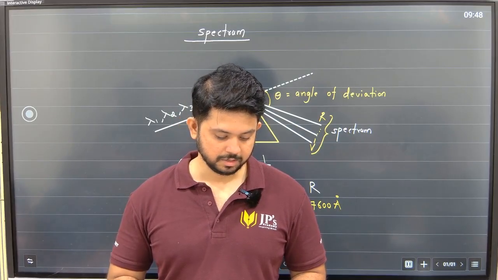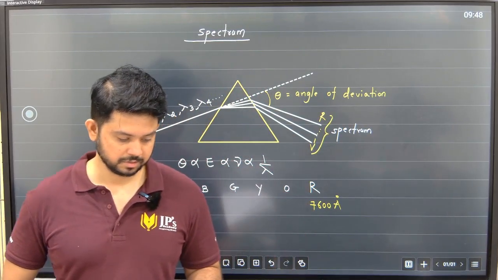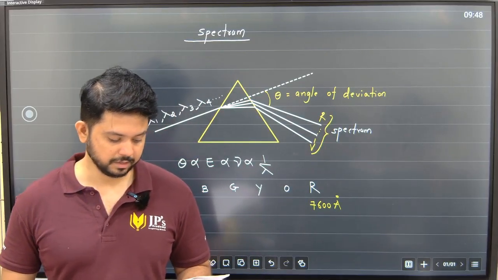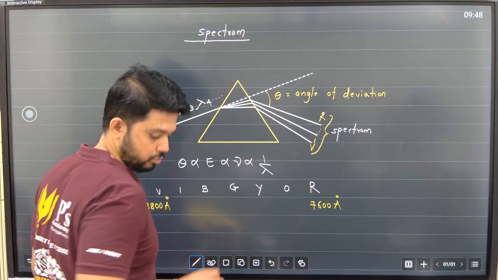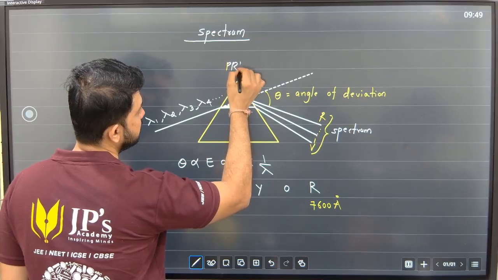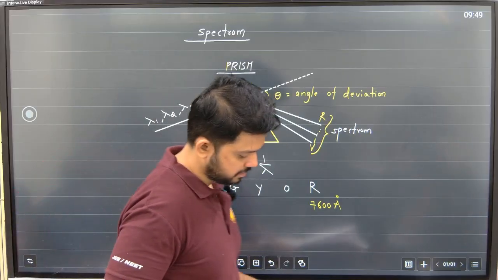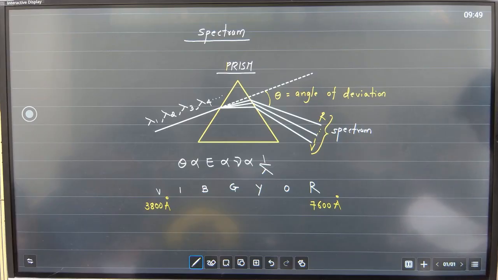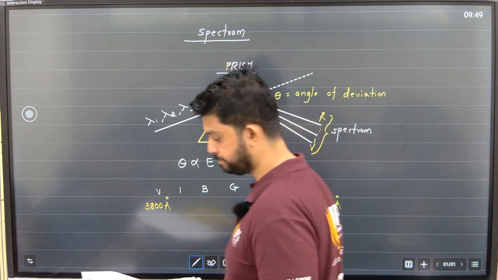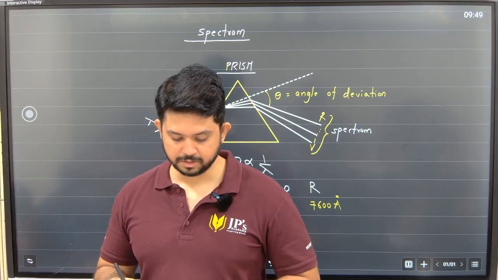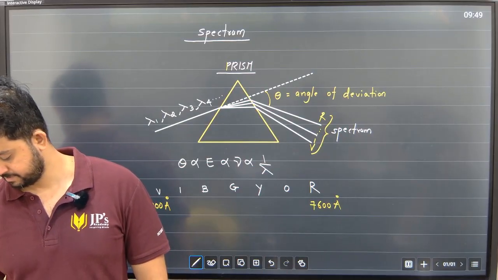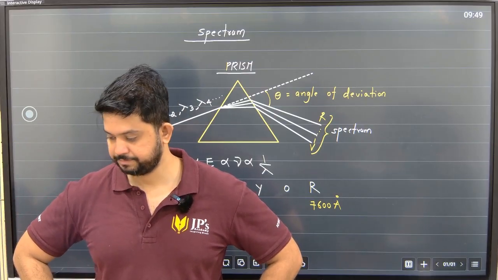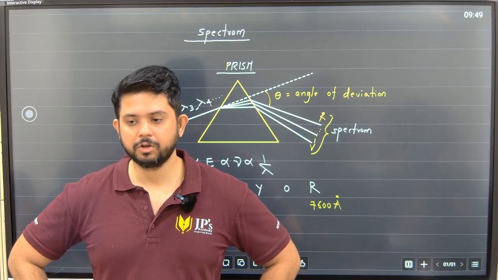Next point. When light coming from a source is dispersed by a prism, light of different wavelengths are deviated by different angle of deviation. Now people, you can copy the diagram.